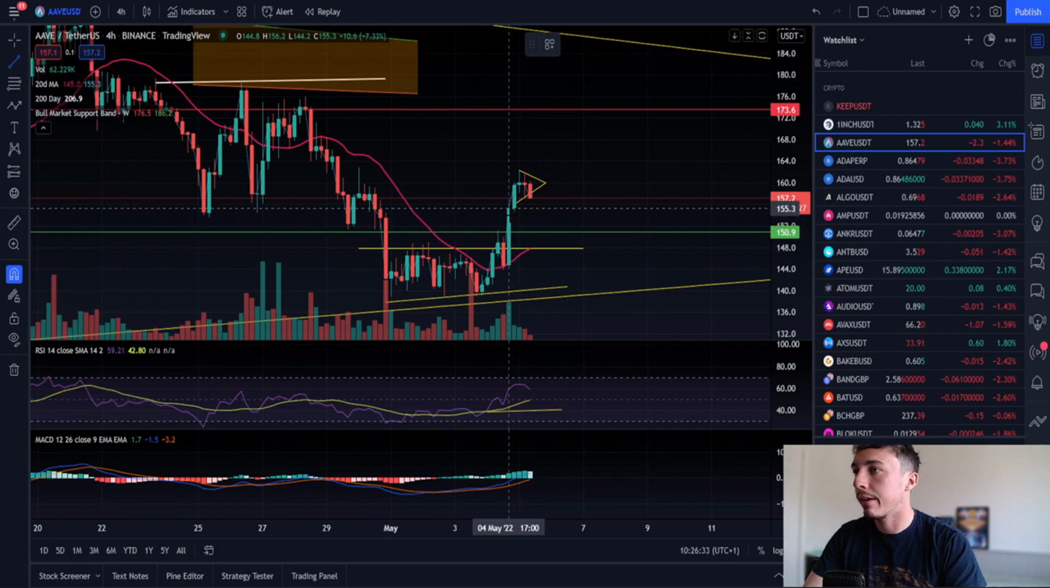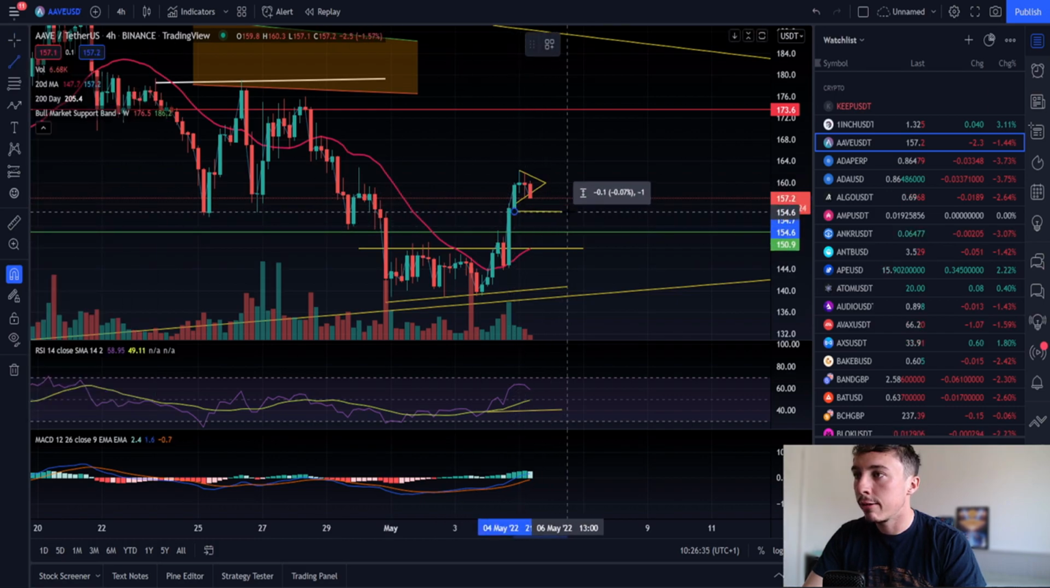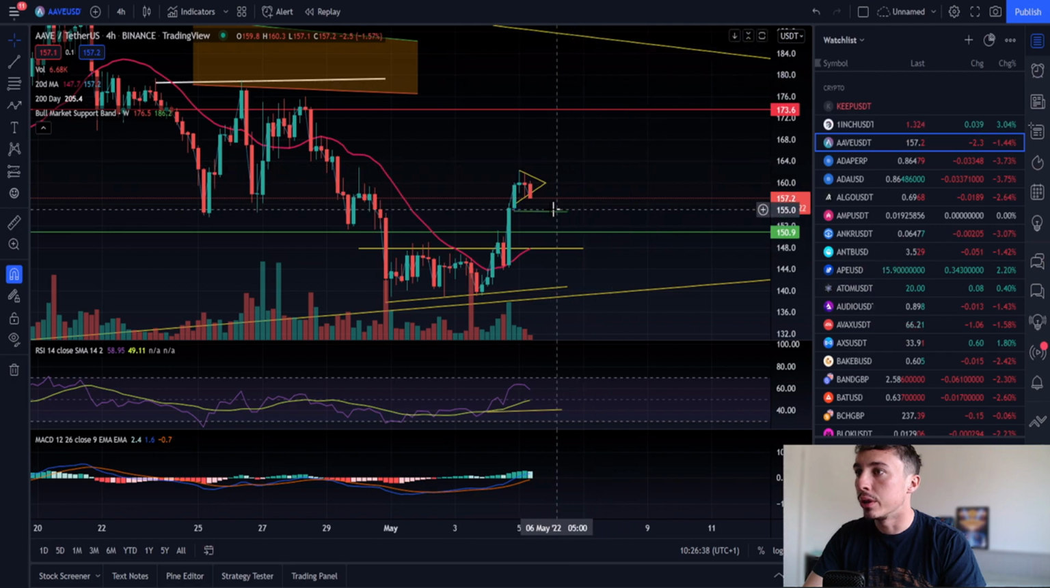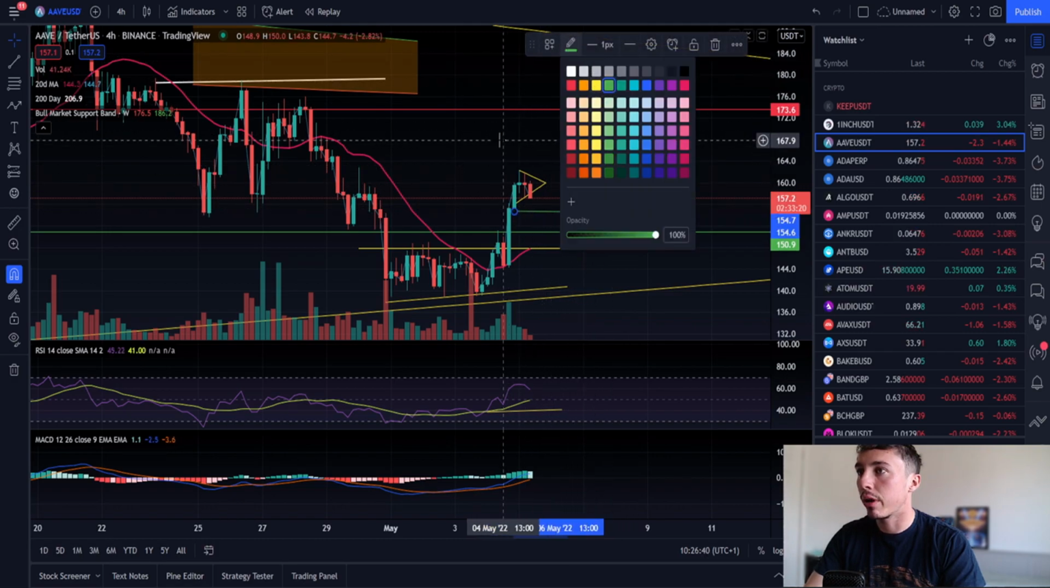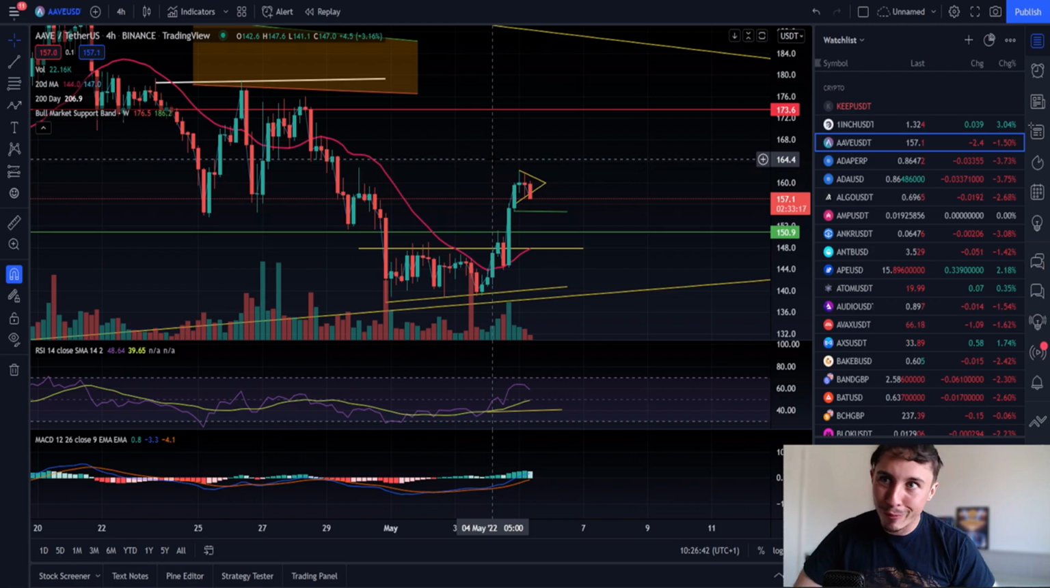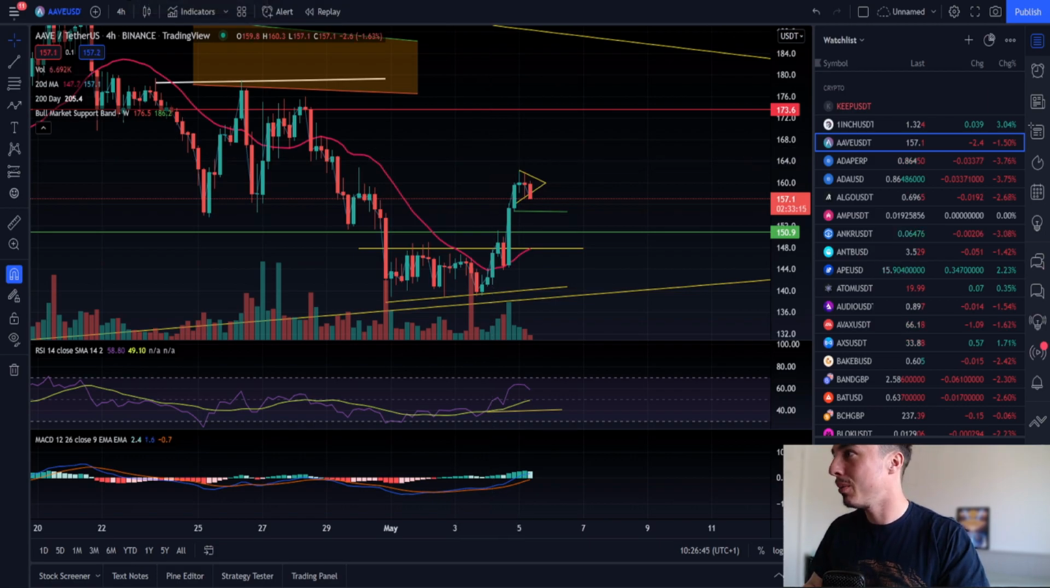I think that's a key area of support that we could just momentarily come back to, for the short term. This particular area right here is a sensitive spot for Aave. So what's going on with Aave at the moment?